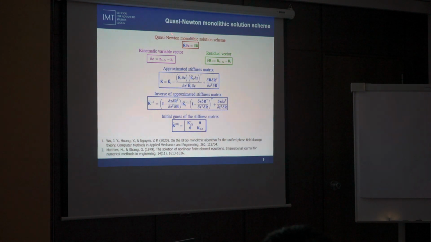So see the first formula here. Z is the kinematic variable vector containing the phase field and displacement. R is the residual vector. And the approximated stiffness matrix is given here. In case of symmetry, the inverse of the approximated stiffness matrix can be found in the relevant literature. In this work, the condensed stiffness matrix is treated as the initial guess of the stiffness matrix.